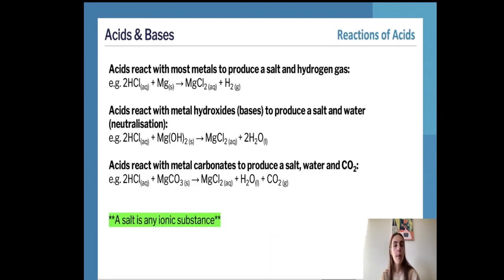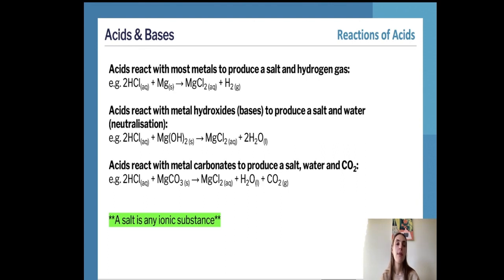We also have some important reactions of acids which we need to consider, and these are very important to remember. An important note is that salt is considered to be any ionic substance. So any ionic substance which is produced in a reaction is considered to be a type of salt. Our first reaction is that acids react with most metals to produce salt and hydrogen gas.